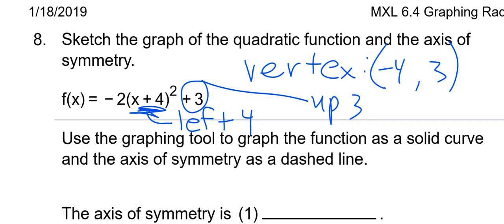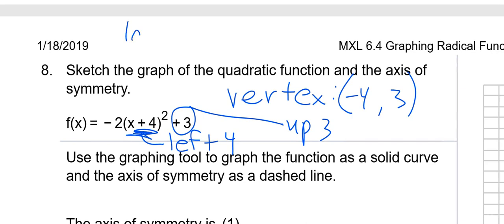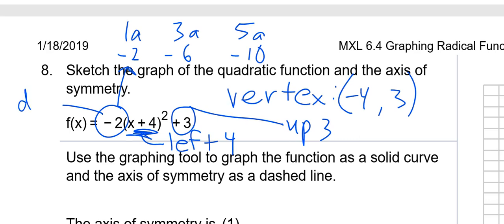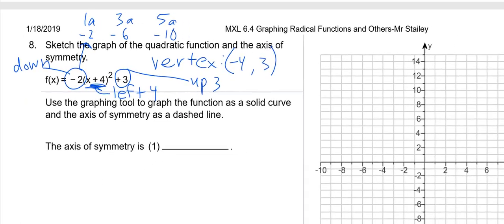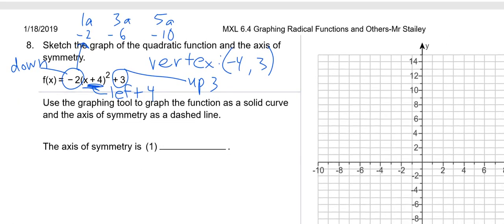Now, we need that whole 1A, 3A, 5A thing. One A happens to be negative 2. What does that make 3A? Negative 6. What does that make 5A? Which way is this thing opening, up or opening down? It is opening down, so keep that in mind. This is a down opening parabola, which makes a whole lot of sense because the 1A's, the 3A's, and the 5A's are all negative, so they're taking me down.